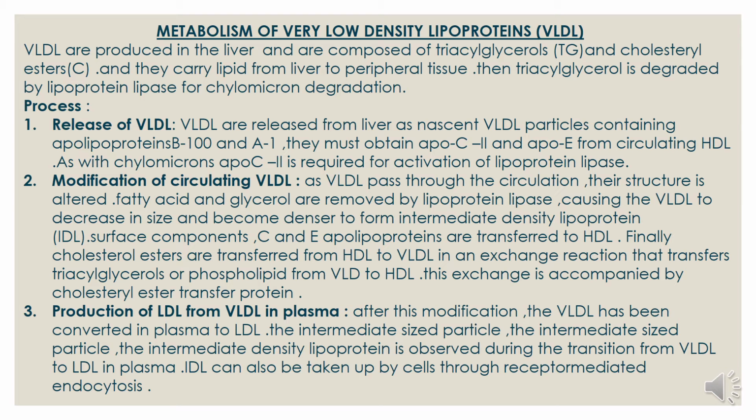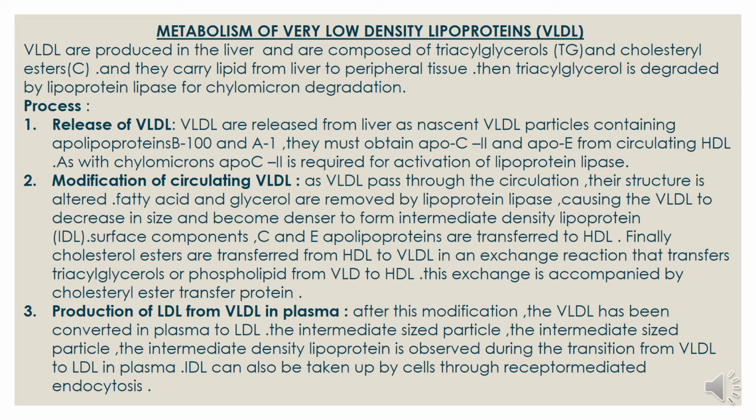So, metabolism of very low density lipoprotein. VLDL are produced in the liver and are composed of triacylglycerols and cholesterol esters. They carry lipid from the liver to peripheral tissues, where triacylglycerol is degraded by lipoprotein lipase, as in chylomicron degradation. The process involves release of VLDL. The VLDL is released from the liver as nascent VLDL particles containing apolipoprotein B100 and A1. They must receive ApoC2 and ApoE from circulating HDL, as with chylomicrons, since ApoC2 is required for activation of lipoprotein lipase.